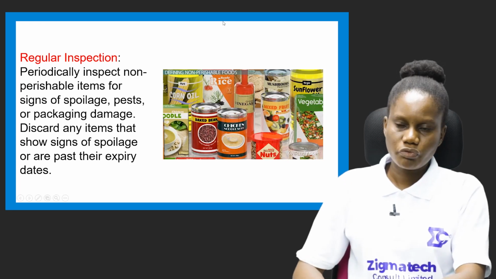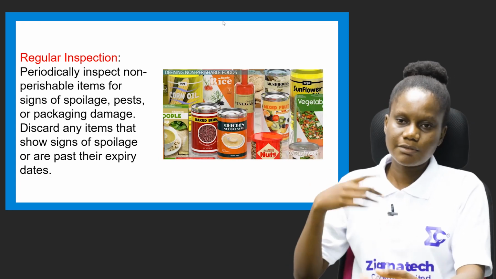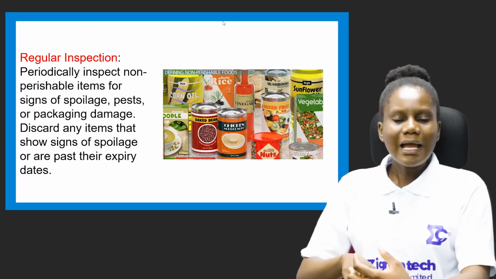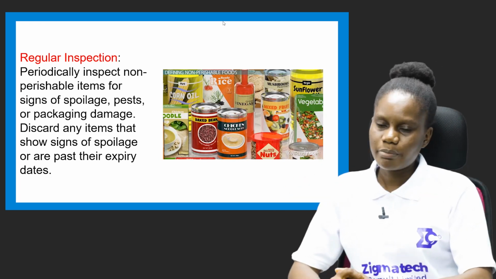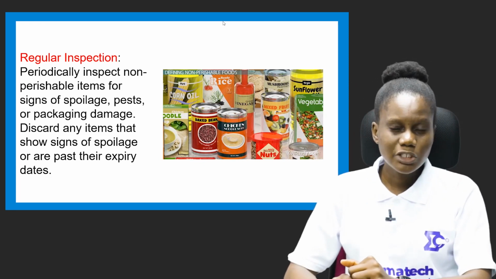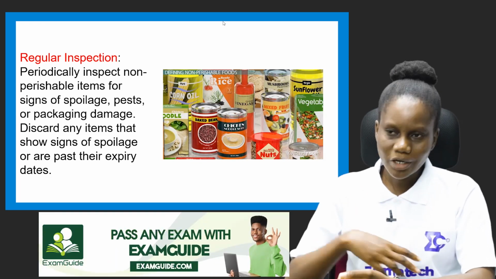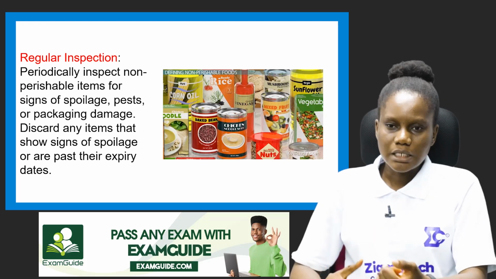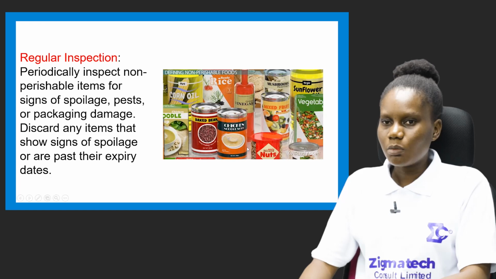The next is regular inspection. From time to time, periodically inspect non-perishable items for signs of spoilage, for signs of pest infestation, and for packaging damage. Once you notice any, discard any items that show signs of spoilage or are past their expiry. Don't say you will manage them, because you know that there are foodborne illnesses and they can even lead to severe cases such as death. So don't say you manage them, dispose of them immediately, trash them immediately, if you find out that this particular non-perishable food has a dent or is showing signs of spoilage already.